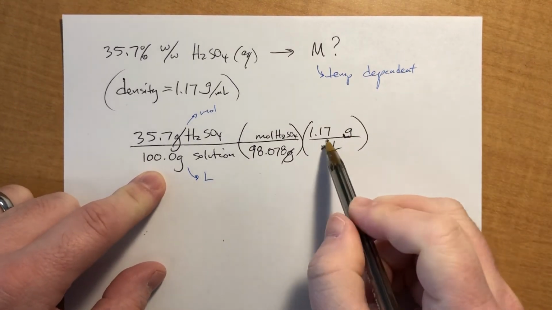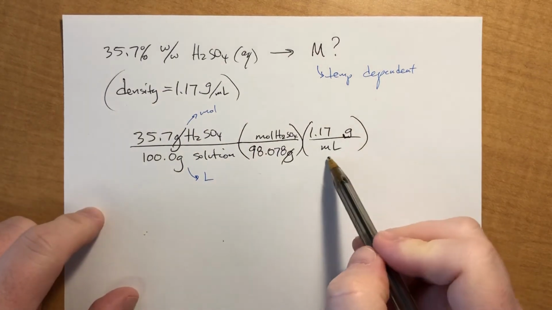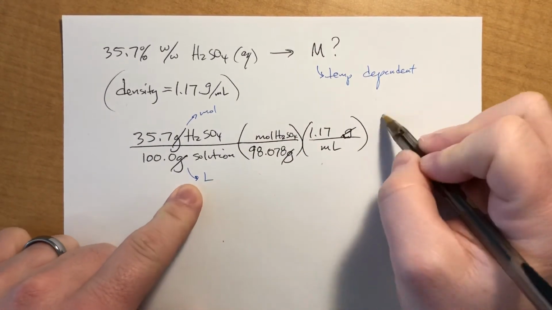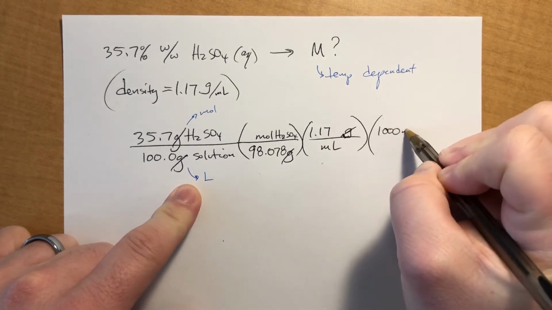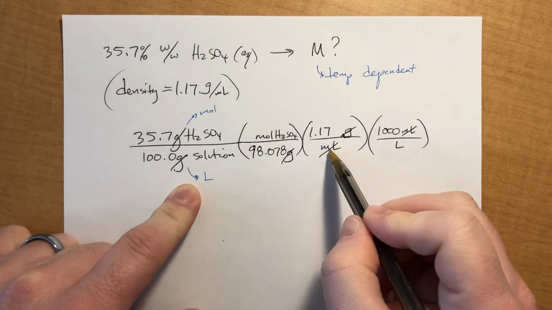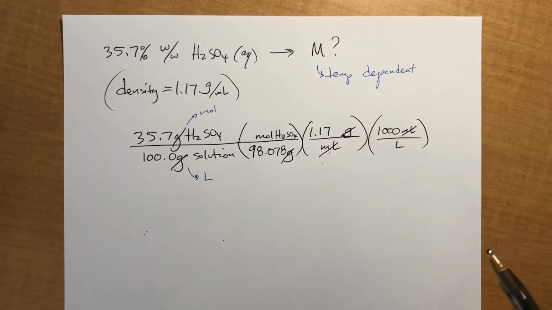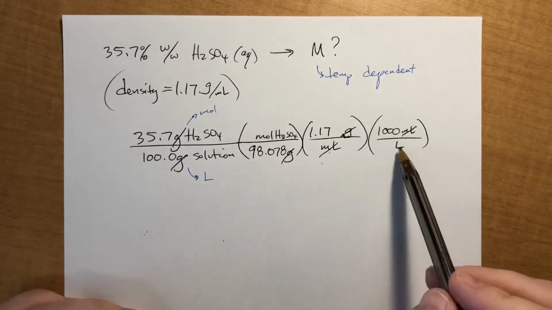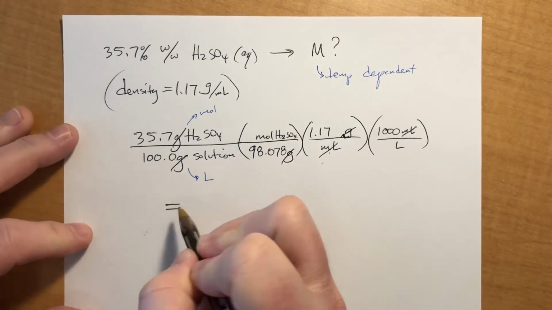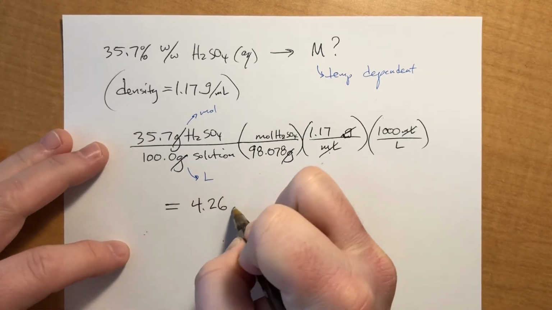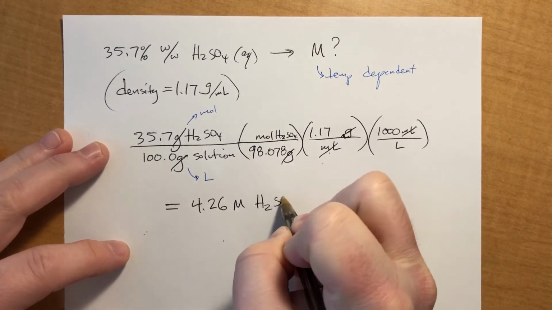To be a G, sorry. So 1.17 grams per milliliter. Grams will cancel out and give us milliliters. We're looking for liters, so there's 1,000 milliliters in a liter. Basically, since this milliliters is on bottom, I put milliliters on top to cancel it out. If we canceled everything out, which we kind of did, we have moles on top, liters on bottom, so we did a good job. And the concentration comes out to 4.26 molar H2SO4.